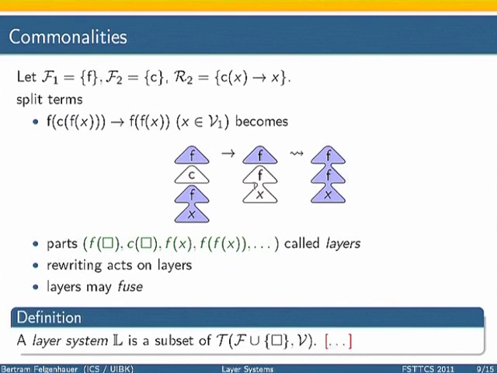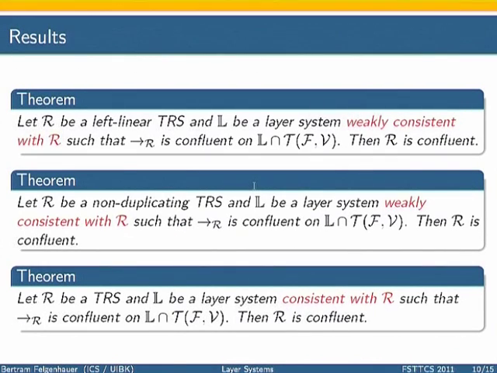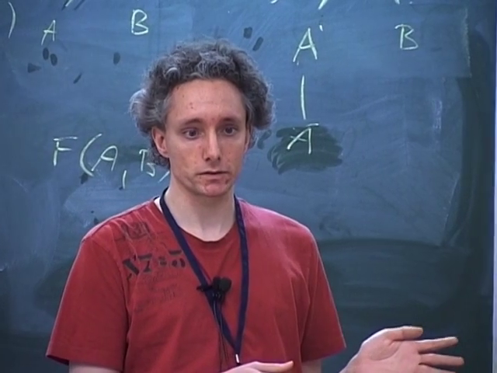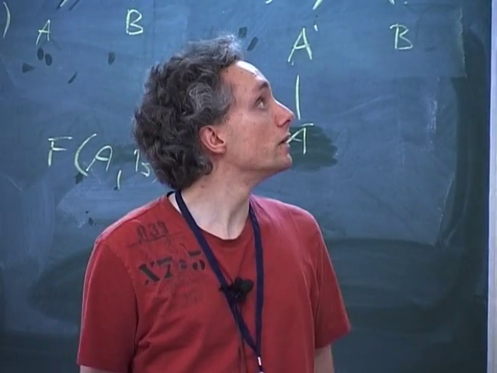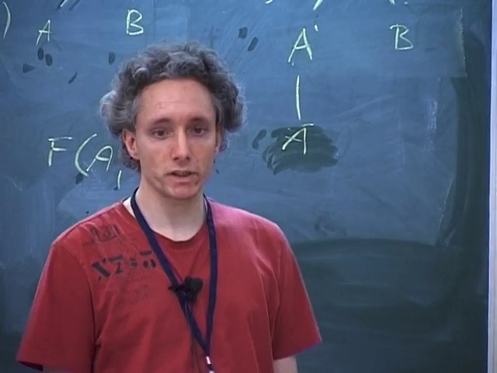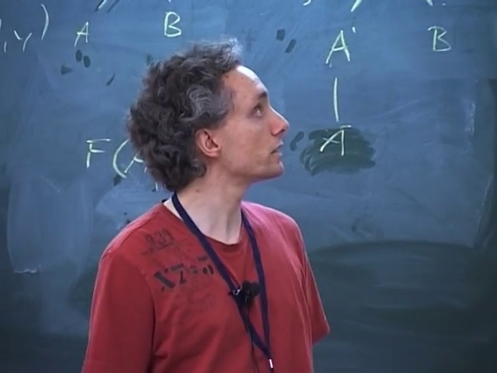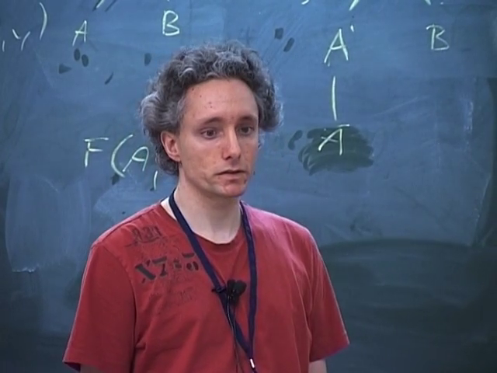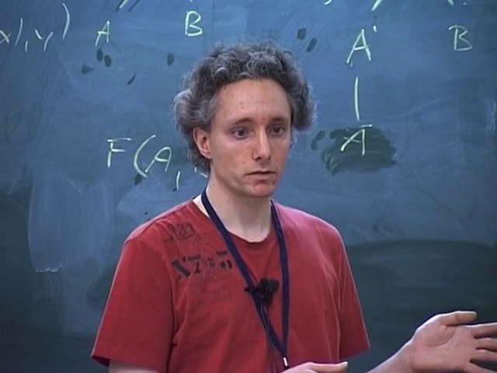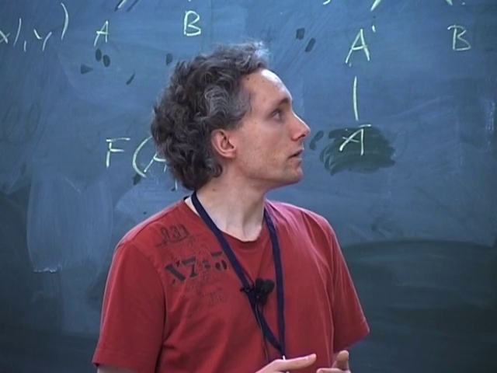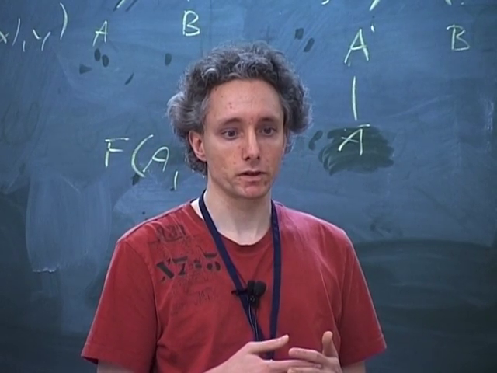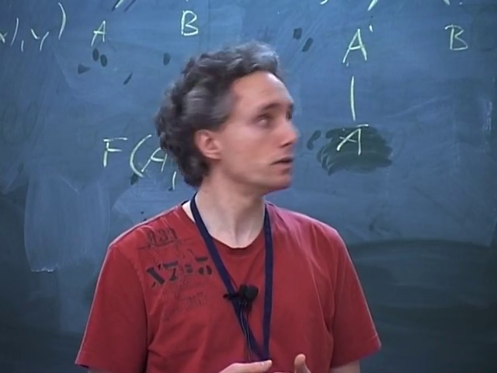And we have the following results. I should say that this is not the complete definition that we use. Some conditions are missing. So what are our results? Well, if R is a left linear TRS, that is, if variables on the left-hand side do not occur more than once, and the layer system is weakly consistent, which I will define on the next slide, then, if the TRS is confluent on the layer system, restricted to the actual terms without holes, then this TRS is also confluent on all terms as an ordinary TRS.